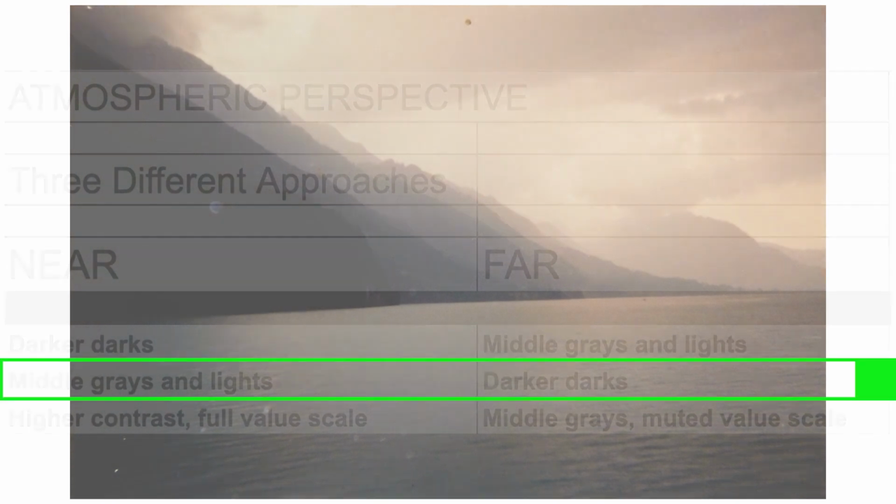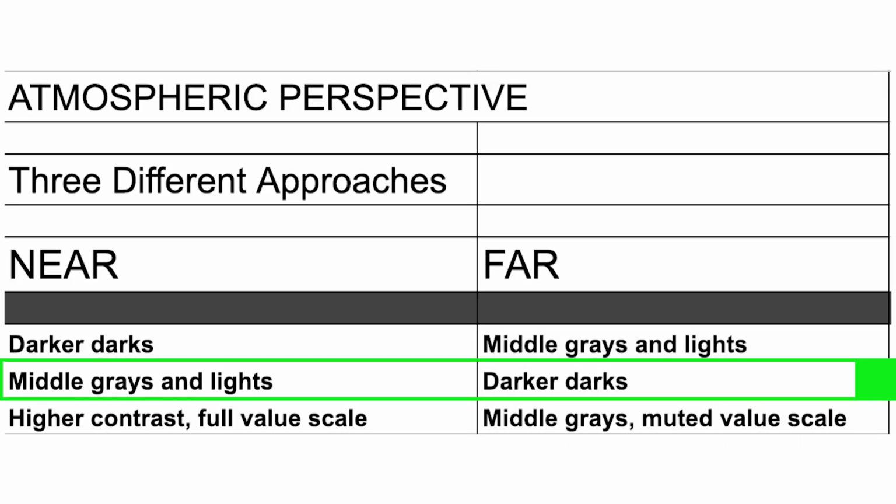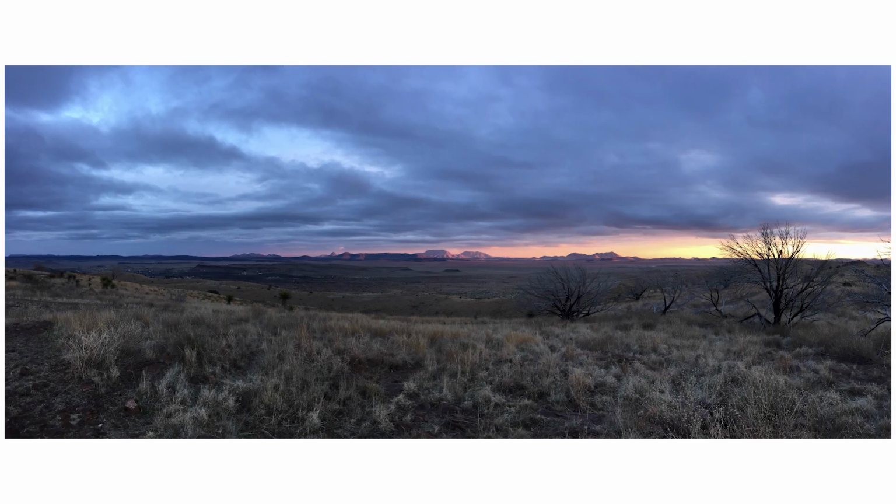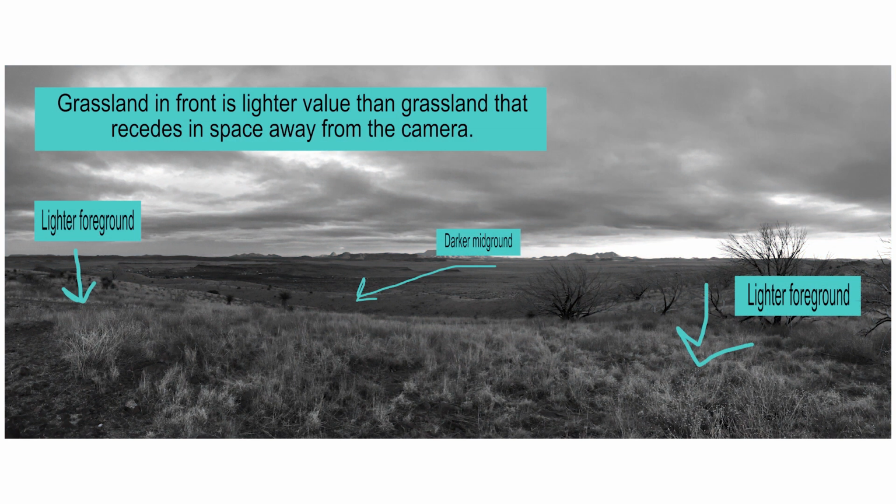Next, we're going to look at an option where the closer areas are lighter. This way of perceiving things in atmospheric perspective is a little bit less common in nature. You'll see it sometimes, but it's going to be a subtle difference. So it's a little bit harder for me to find examples of this for you in nature. But here you can see both a color photograph and a black and white photograph of the same thing.